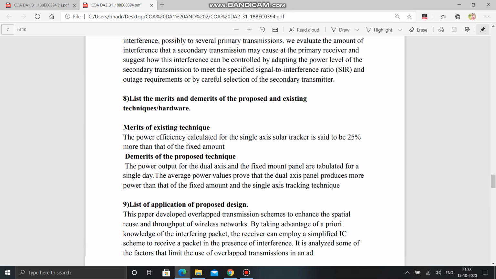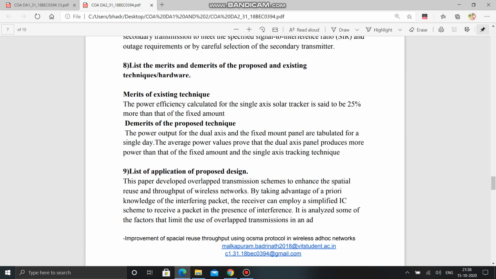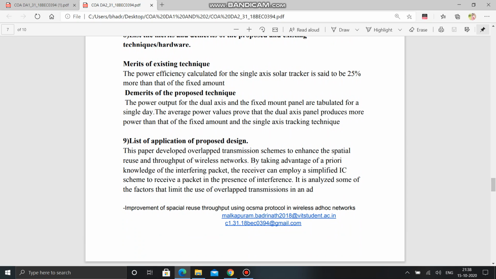And the merits and demerits of the proposed and existing techniques. Merits of existing technique: the power efficiency calculated for the single axis solar tracker is said to be 25% more than that of the fixed mount. Demerits of the proposed technique: the power output for the dual axis and the fixed mount panel are tabulated for a single day. The average power values prove the dual axis panel produces more power than the fixed mount and the single axis tracking technique.